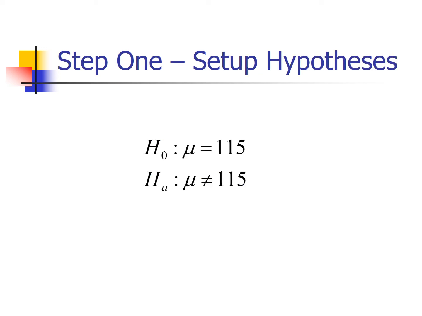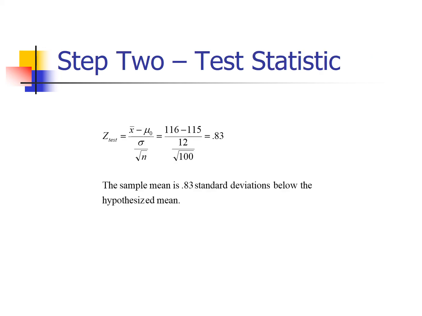So step one, set up our hypotheses. Just like before, the mean is not equal to 115 as our alternative. The null is always a statement of equality, so it's that the mean is equal to 115. Step 2, where's my test statistic? Same formula, always the same formula: x bar minus mu naught, sample mean minus the hypothesized mean, over sigma over the square root of n. Plug all those numbers into the formula, I get 0.83.